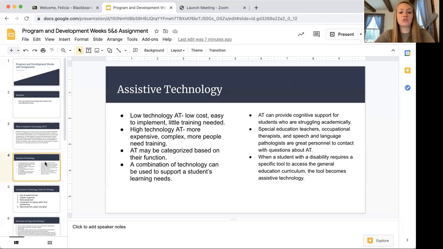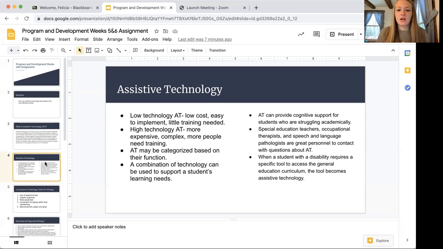But there can be a range, from high tech to low tech. There are so many in between options too. It really depends on the student and the student's needs. AT can be categorized based on its functions. So is it for academic reasons, or is it for life skills that they really just need extra help and support with? It also can be a combination, where you use low tech and high tech together. So maybe you're using both to support the student, which is awesome.